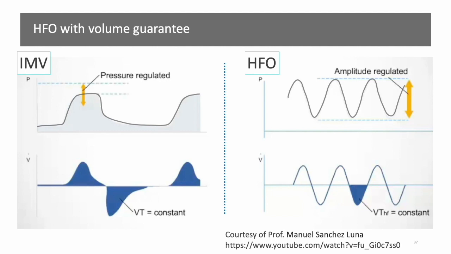With a non-volume guaranteed HFO, the amplitude is set, and the tidal volume is supplied accordingly. But with a volume guarantee, the tidal volume is set and the amplitude is supplied accordingly.